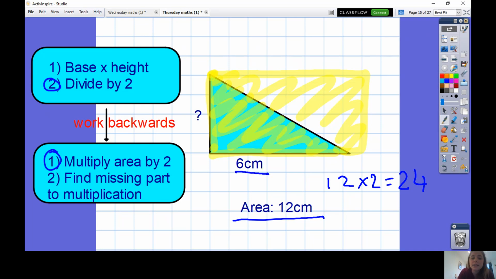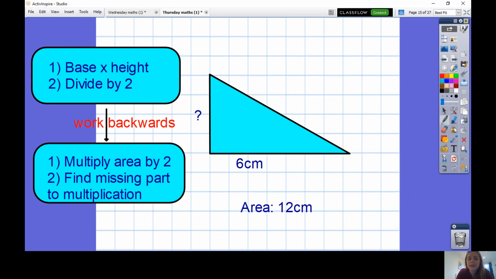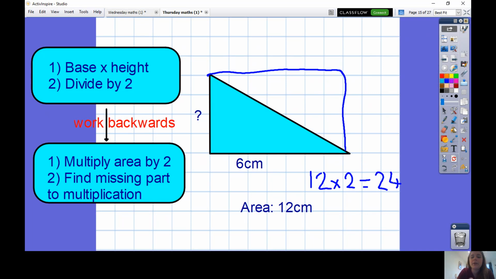I now know the area of this rectangle, which will help me, is 24. So I'm simply finding out 6 times what makes 24. I'll just do a division here. 24 divided by 6 is equal to 4. This part here is 4 centimetres. So find the missing part to the multiplication, which was base times height is the area of the rectangle. I'll go through that again. Step 1 is to multiply the area to find the rectangle. 12 times 2 is 24. Now that I know the area of this rectangle that doesn't exist, I can quickly work out 6 times what makes 24. 6 times 4. So my missing measurement is 4. Those are your 2 steps.